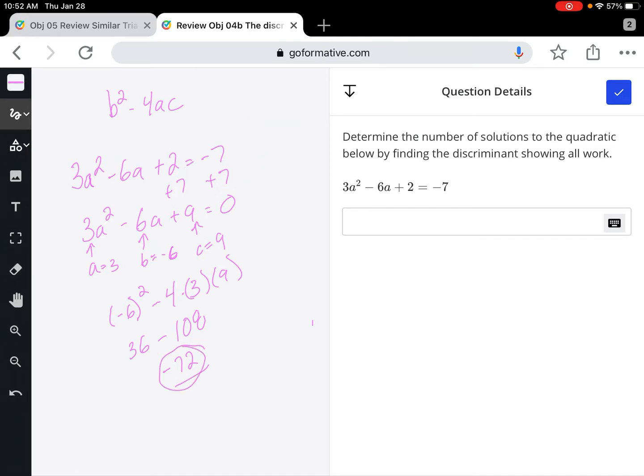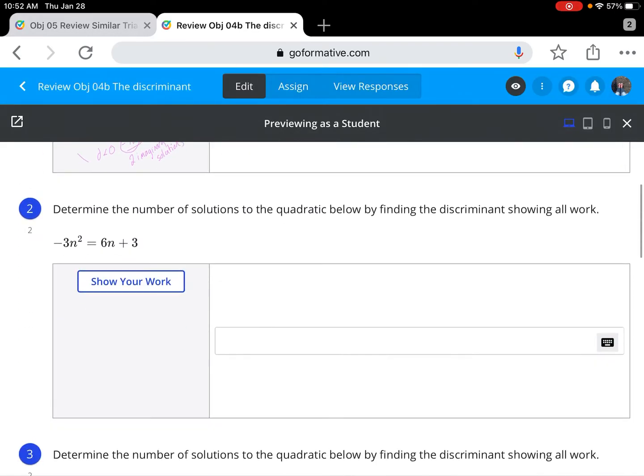When you have a negative 72 here, well, that tells you something, okay? That's when your discriminant is less than 0. That means that you have two imaginary solutions. Okay, you have two imaginary solutions and no real solutions.